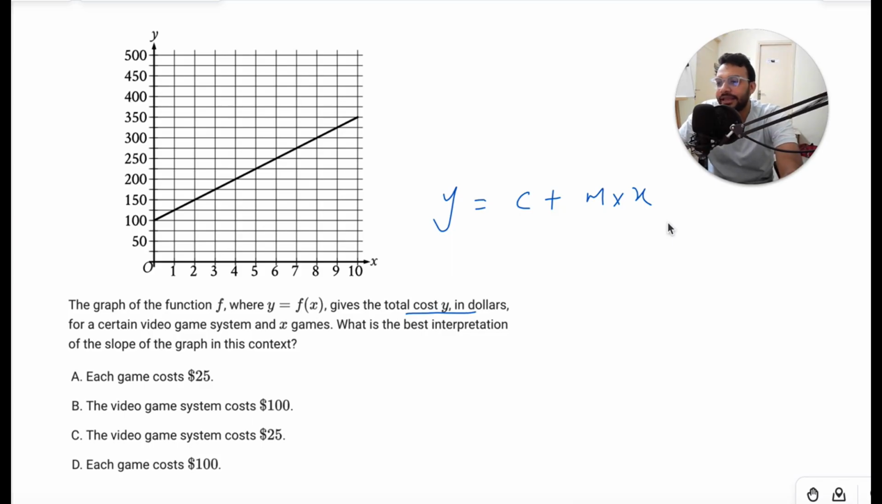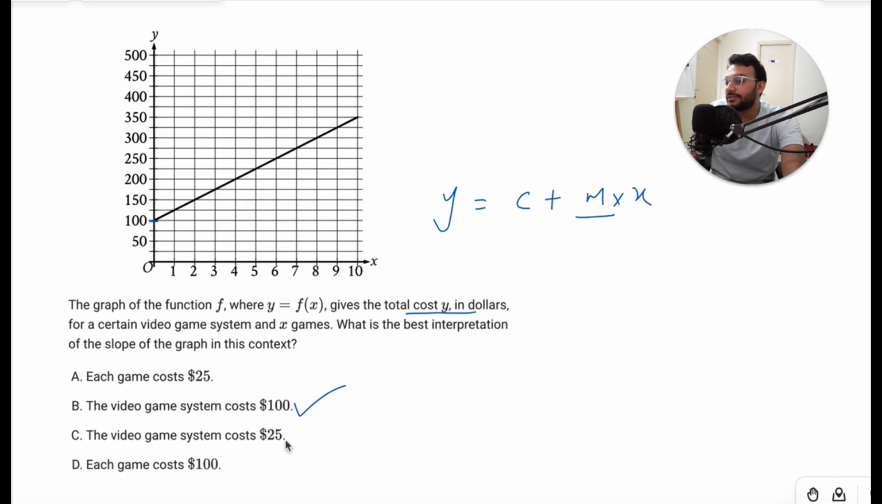So what is the best interpretation of the slope of the graph in this context? So the interpretation of the slope would be the cost of each game basically. So each game costs $25. That is the slope. The video game system costs $100. We can see that because for 0 games, the fixed cost is $100. So that means the video game system costs $100.